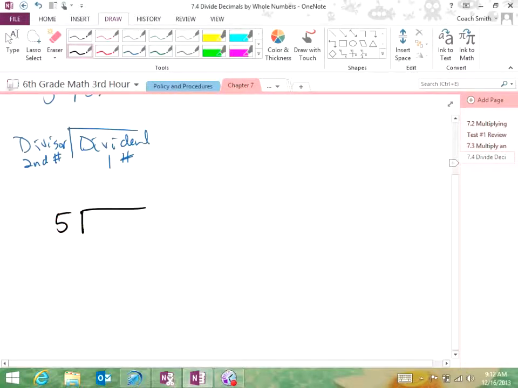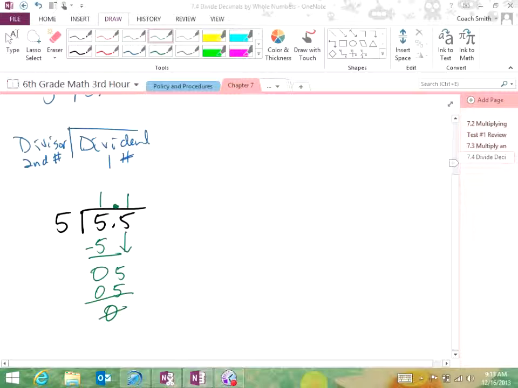So, 5 into 5.5. You will not have remainders. All of these will divide out evenly. We call that terminating. Eventually we'll get to that this week. But basically, 5 goes into 5 one time, 5, remainder 0, bring down this next 5, put the decimal up on top of your division bar. 5 goes into 5 one time, subtract those, you get 0. So your answer is 1.1.